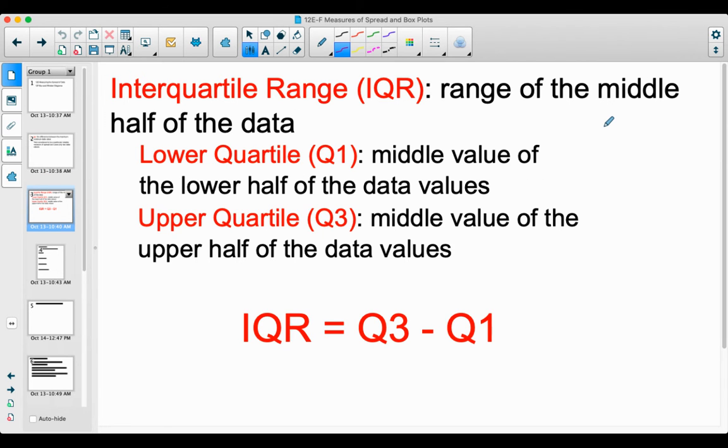Your next one is your interquartile range, which is your IQR, and it is the range between the middle half of your data. So, if you recall doing box and whisker plots, you need to find your lower quartile, which is known as your Q1, and your upper quartile, which is known as your Q3. And it is essentially the median of the lower half of the data and the median of the upper half of the data. And to find your IQR, you're going to take that Q3 and subtract your Q1. And that is how you're going to find your range.